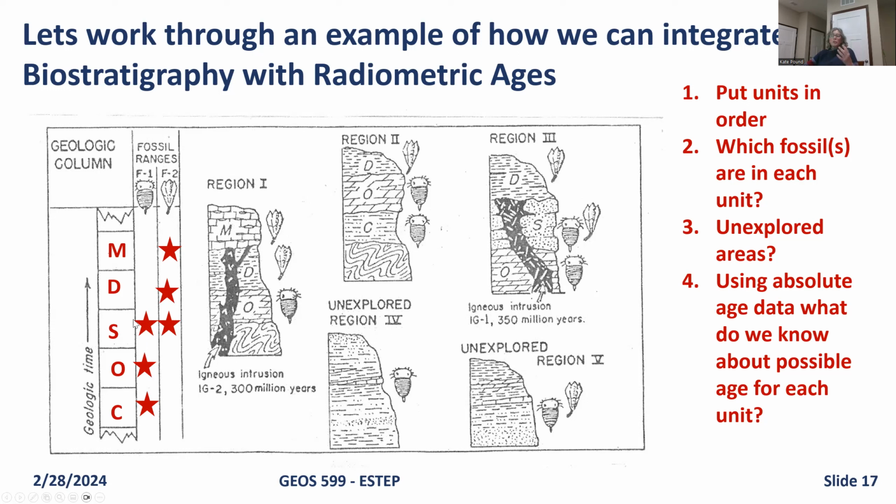Now, there are all sorts of reasons why this may be how it appears. It could be that there's some change in sedimentary environment that prevents fossil F1 from being preserved in D and M. But we're just going to assume for the moment that this is the range of each of these fossils, the time range. F1 was present in C, O, and S, and F2 was present from S, D, and M.